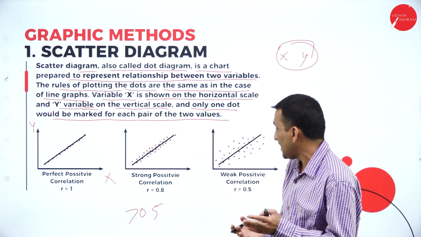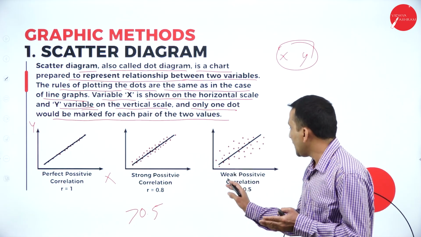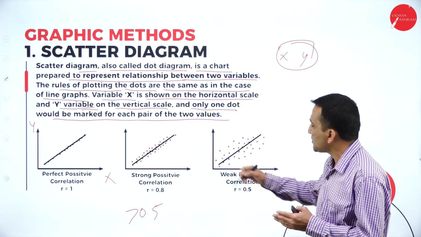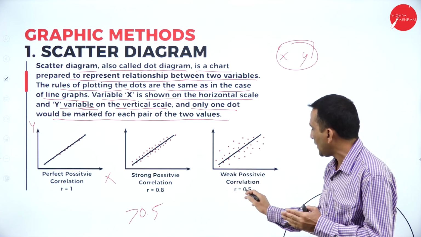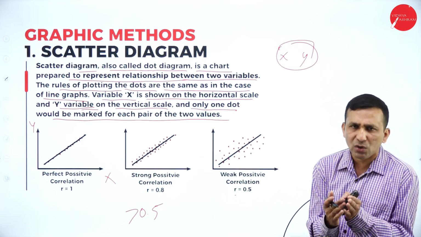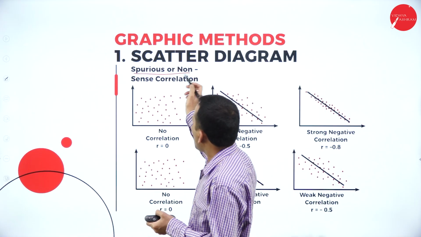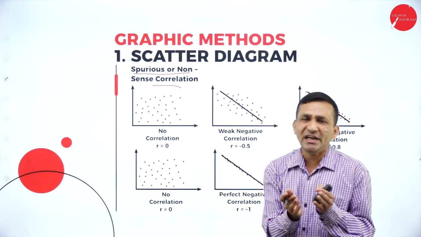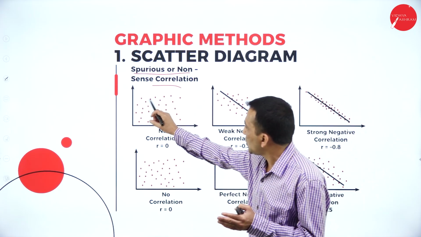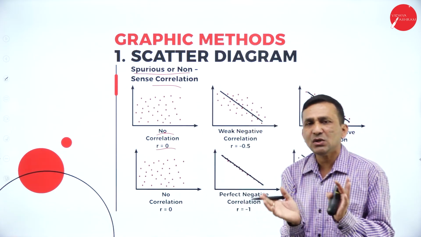A 0.8 is a strong positive correlation, which goes in the upward direction. Weaker means the dots are spread out, so the value will be 0.5. The dots are not very close, so we can say it is weak. And spurious or nonsense correlation means there is no relation. The dots are completely spread, there is no correlation, so r is equal to 0.